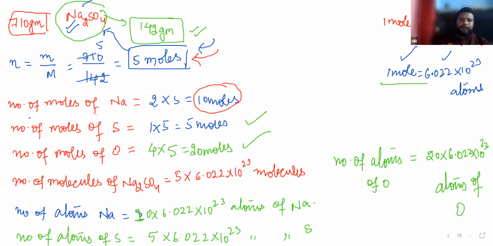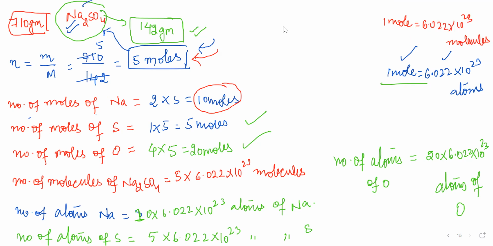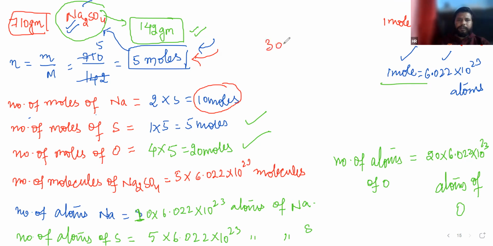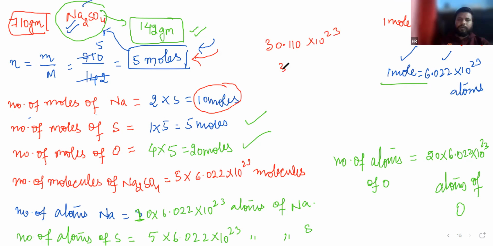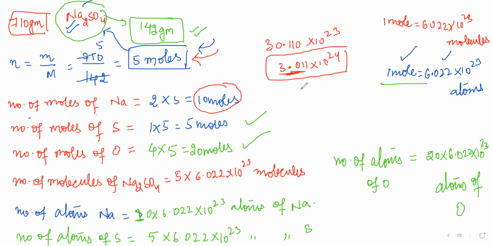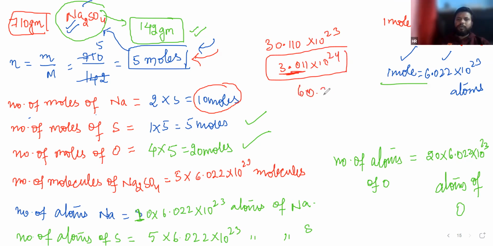Very good. And in standard form, Krishna, am I audible? Yes, sir. Standard form means, like you have written 30.110 into 10 raised to the power 23, it will be 3.011 into 10 raised to the power 24. Okay, sir. This you have written like 60.22. You just need to write 6.022. Okay. Okay, sir.